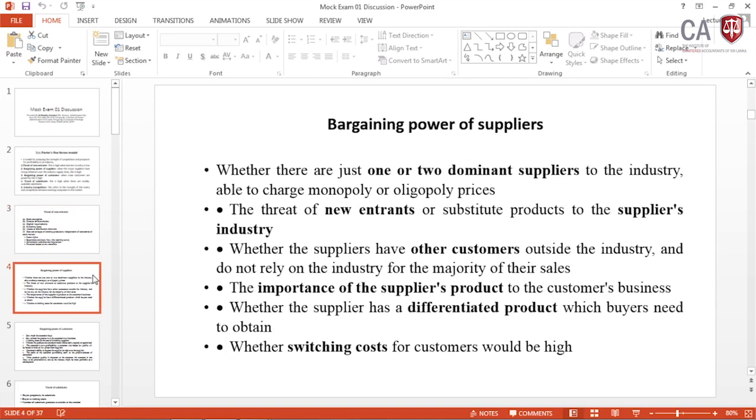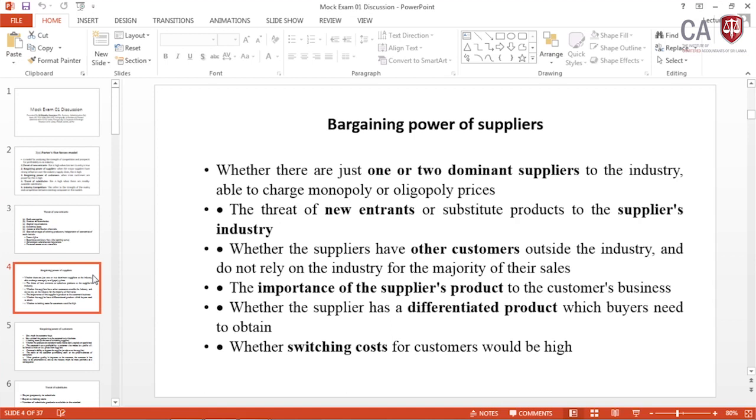Then bargaining power of suppliers. There are some factors that determine the bargaining power of suppliers. We look at those factors also. First one, whether there are just one or two dominant suppliers to the industry able to charge monopoly or oligopoly prices. Whether one or two dominant suppliers, I do not think so.